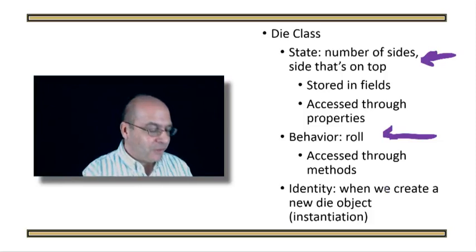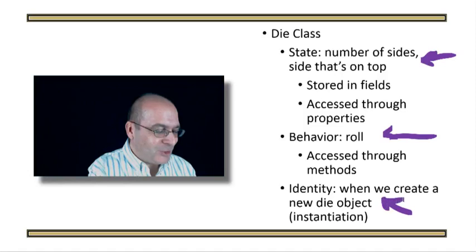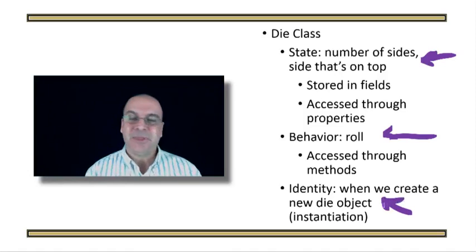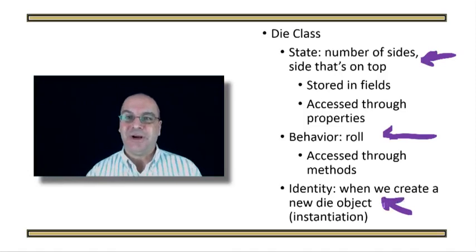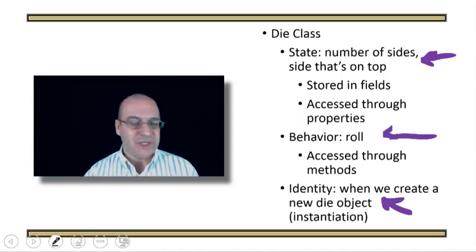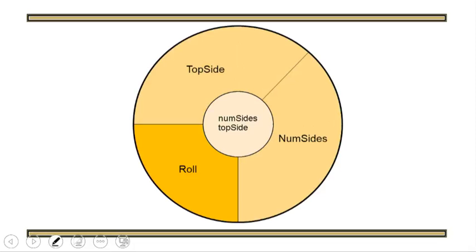And finally, we of course give each die object identity, and that will happen when we call the constructor to actually build the die object. So sort of pictorially, this is what we've come up with.